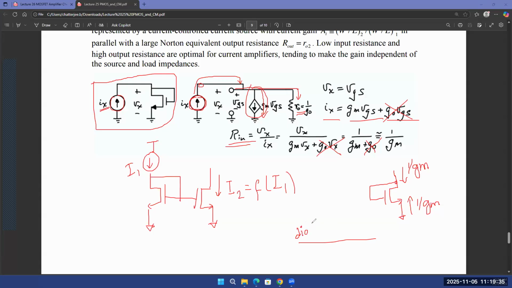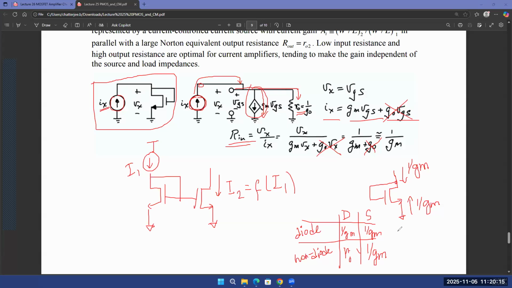So if you have a transistor which is diode connected, and a transistor which is non-diode connected, then looking at the drain terminal and looking at the source terminal, in both cases for the diode connected transistor, you see 1 upon gm, looking into the drain terminal as well as looking into the source terminal. In the non-diode connected scenario, looking into the drain terminal, you see RO, and looking into the source terminal, you'll see 1 upon gm.